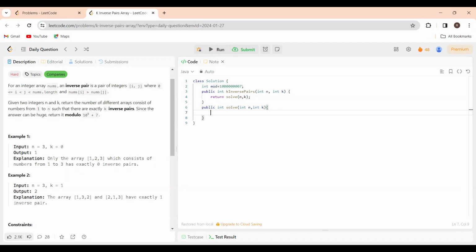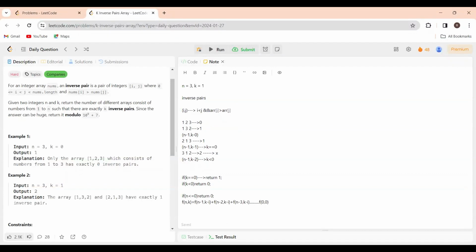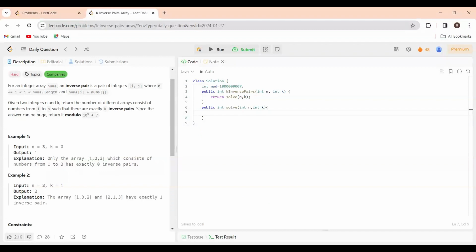So what are our base conditions here? Let us copy this and paste it here. Let us modify this statement: if k is lesser than 0 or n is lesser than or equal to 0, then return 0 here, right?